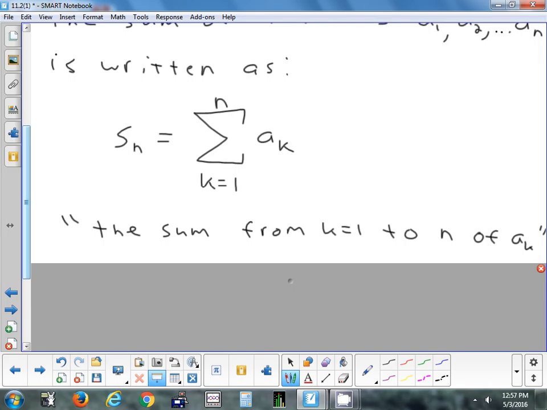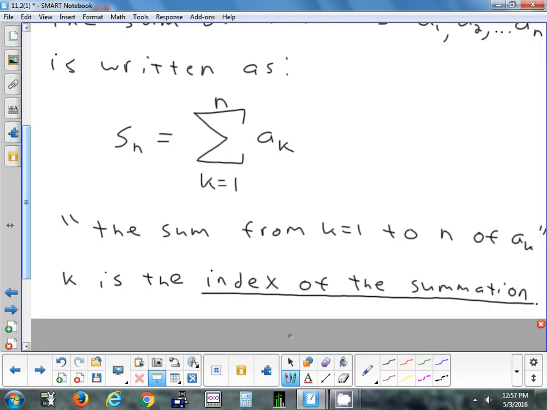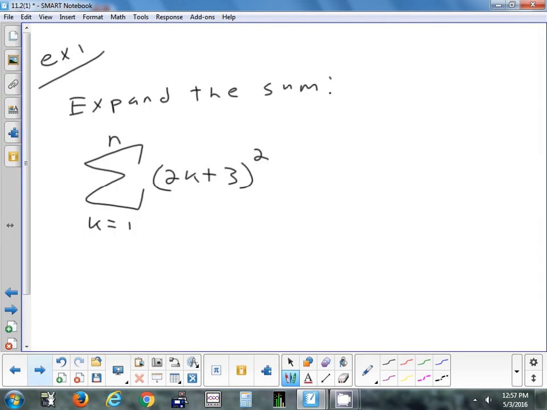The number on the bottom has a special name that's called your index. And the letter can vary. Generally, whatever the letter they use in the sequence, that's the letter they use for the index. Those letters have to be the same.